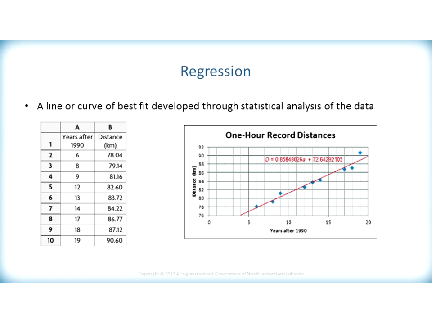And regression is a line or a curve of best fit developed through statistical analysis of the data. So what you would have done in class is you would have taken these tables of values, and used some form of technology. You would have used maybe a graphing calculator or a computer program, and you would have created the scatter plot.